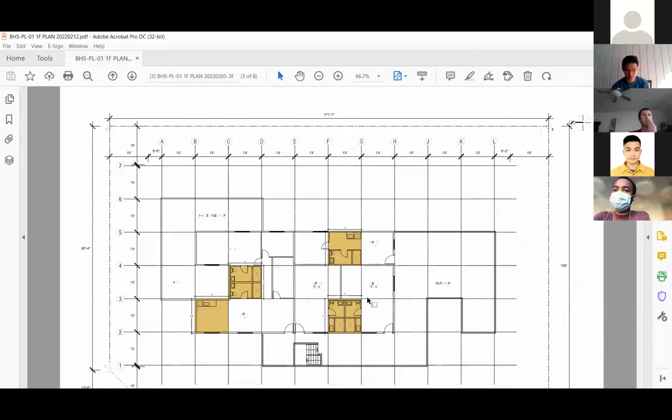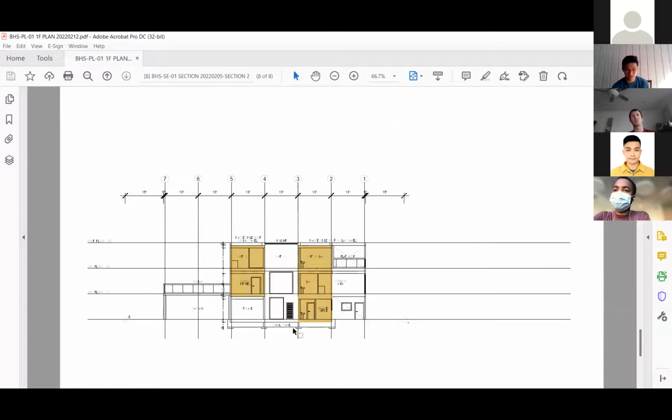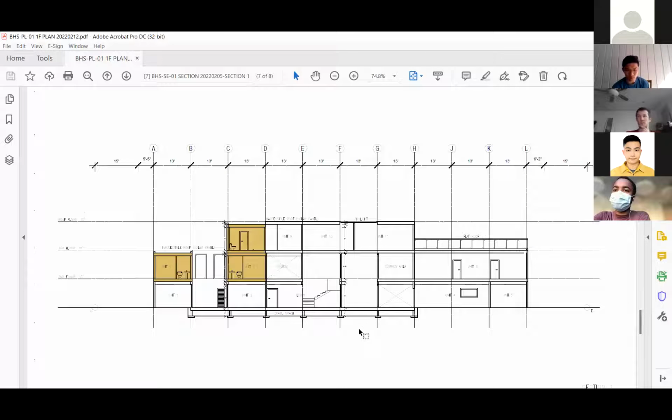And she also gave a minor reminder that the depth of the crawl space doesn't have to be 4 feet deep. So we reduced it a little bit to 2 feet, and yeah, not much change overall.